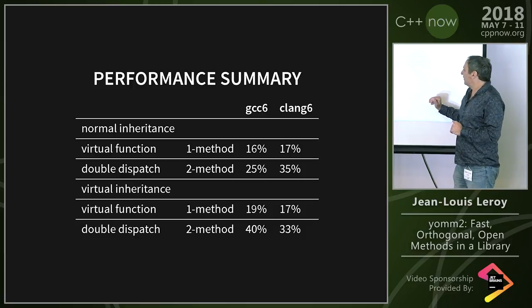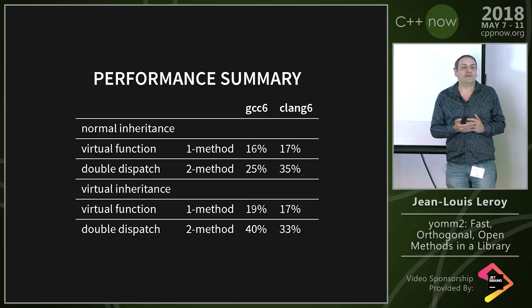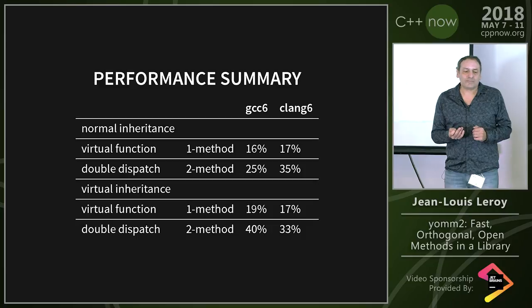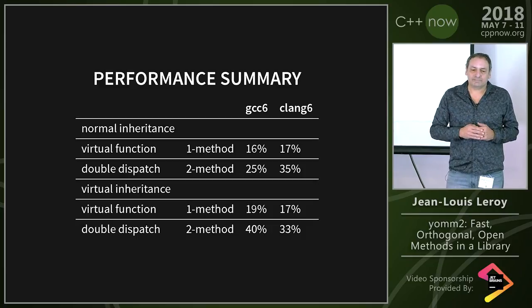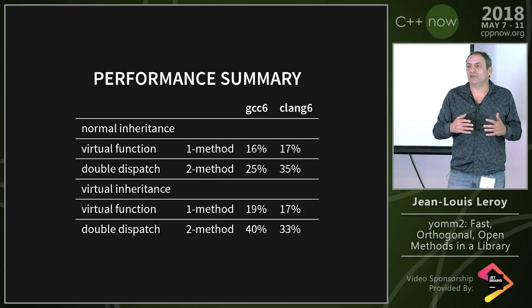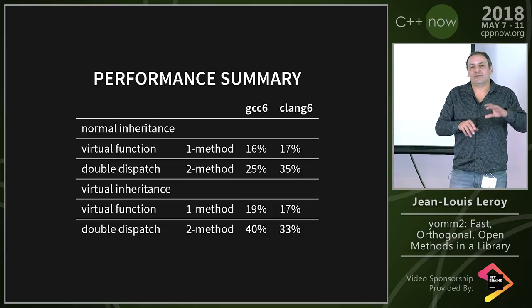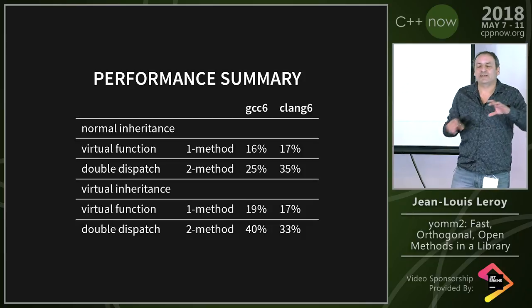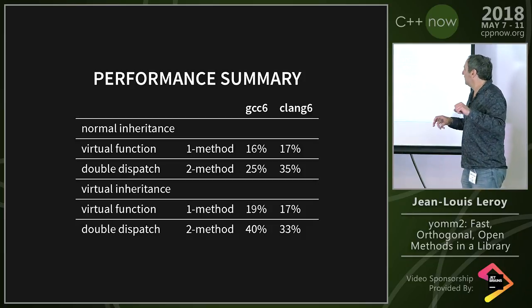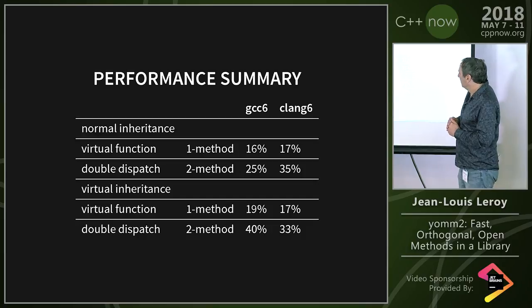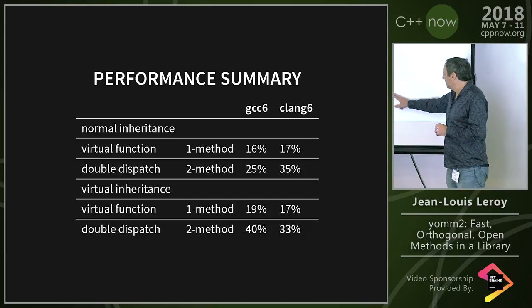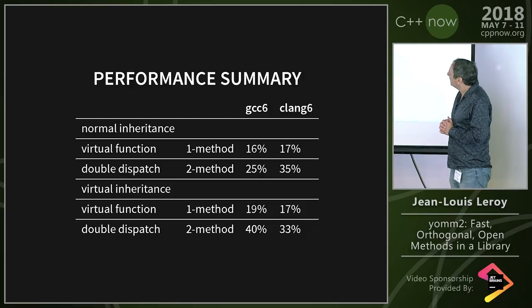In the case of virtual inheritance, what if, for example, private jet virtually derives from role? In that case, yomm2 builds a wrapper that uses a dynamic cast to downcast to adjust the type and the address of the arguments. Well, it's still okay. This one is a little annoying here. Here, Clang's, it's a bit.